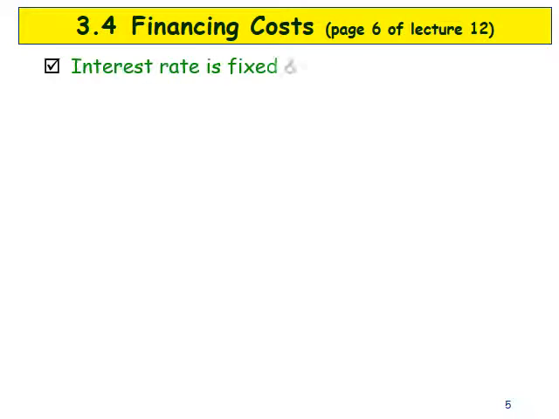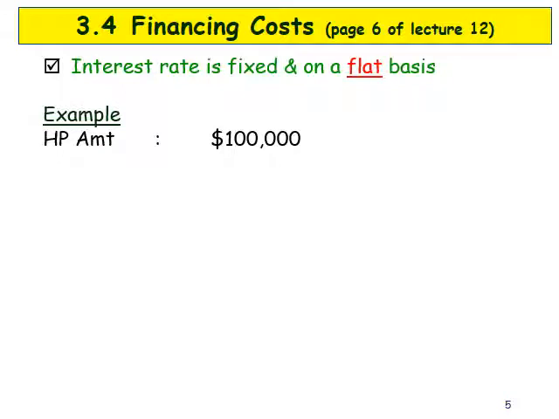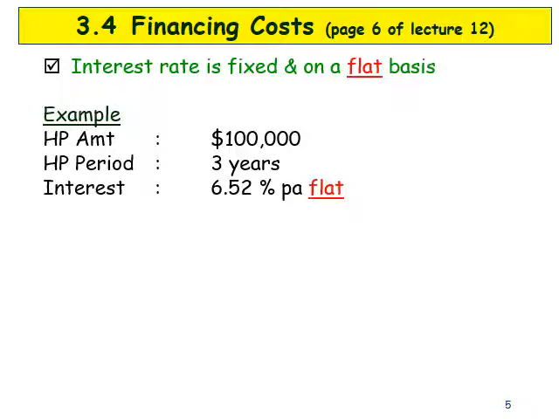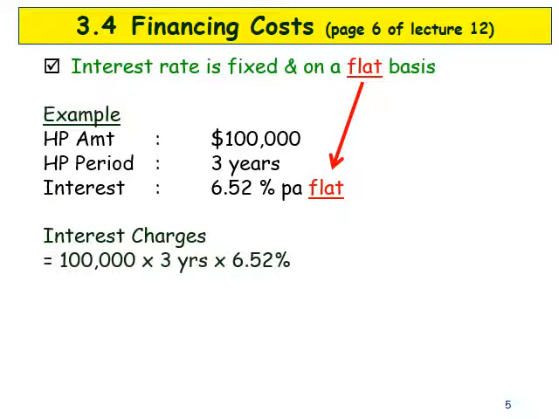Financing costs. The interest rate is fixed and on a flat basis. For example, hire purchase of 100K, hire purchase period of 3 years, interest is 6.52% per annum flat. To find the interest charge, simply take the hire purchase amount times 3 years times the interest rate. You get 19,560.